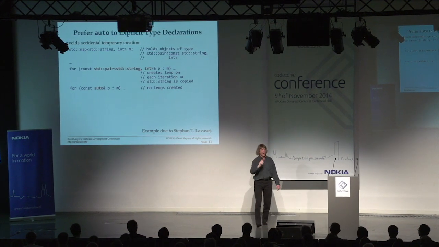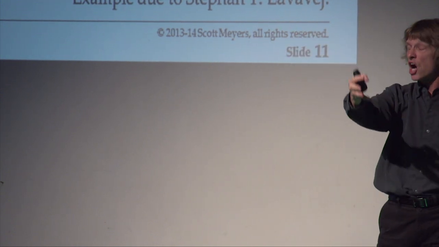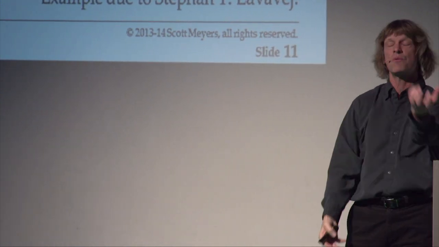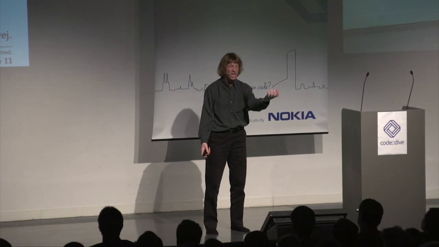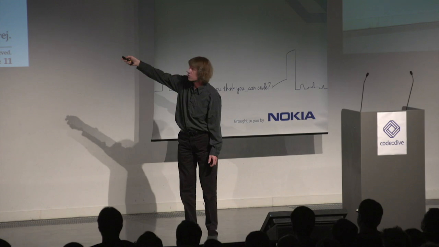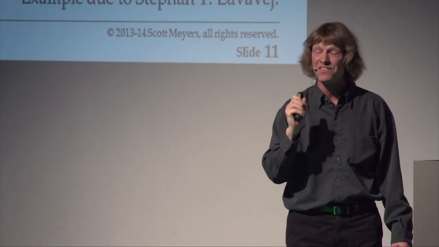And it goes, I know how I can do that. What it will do is, for every pair in the map, it will take the pair and create a complete copy of the string and the int. It will thus create a temporary object of type pair of string and int. It will then bind this reference to that temporary object. We will then have a reference to an object that isn't even in the map.